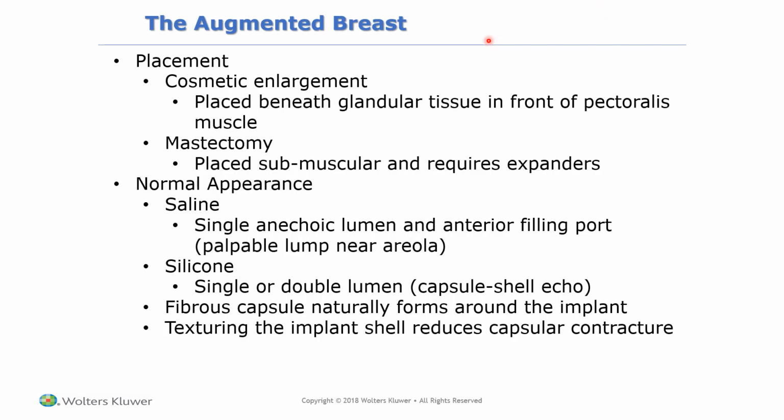Now, the augmented breast is going to include a whole number of considerations. So we have to first understand where the augmentation is placed. So augmentation is typically saline or silicone. It's usually placed either between the retromammary layer and the pectoralis muscle or underneath the pectoralis muscle.